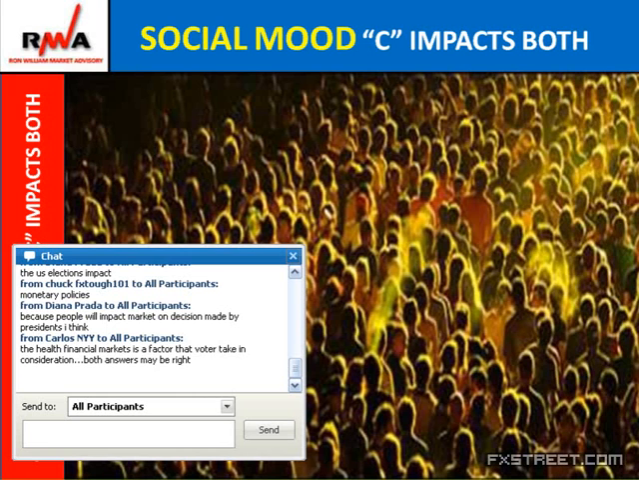The point made by the Elliott Wave International Group and the Socioeconomic Institute is that social mood, how we feel as a group across the world, the C part of the equation, actually impacts both the financial market, A, and government policy, or presidential elections, B. So C, social mood, equals A and B.